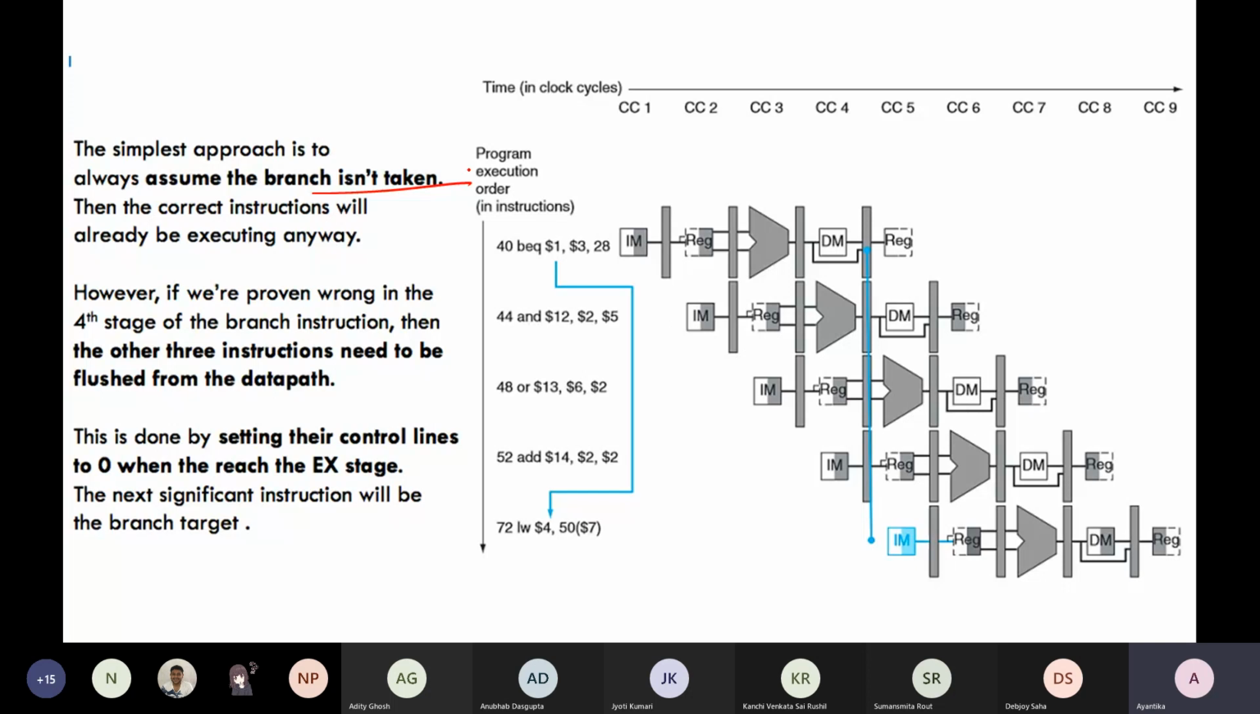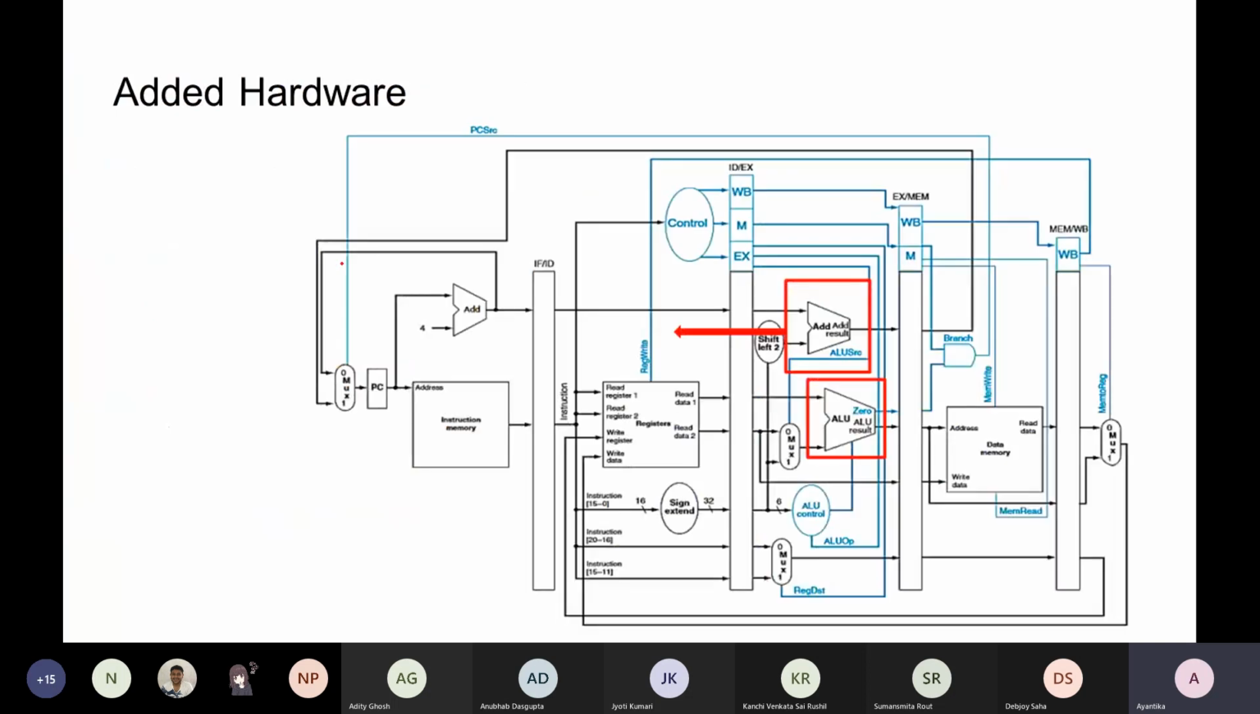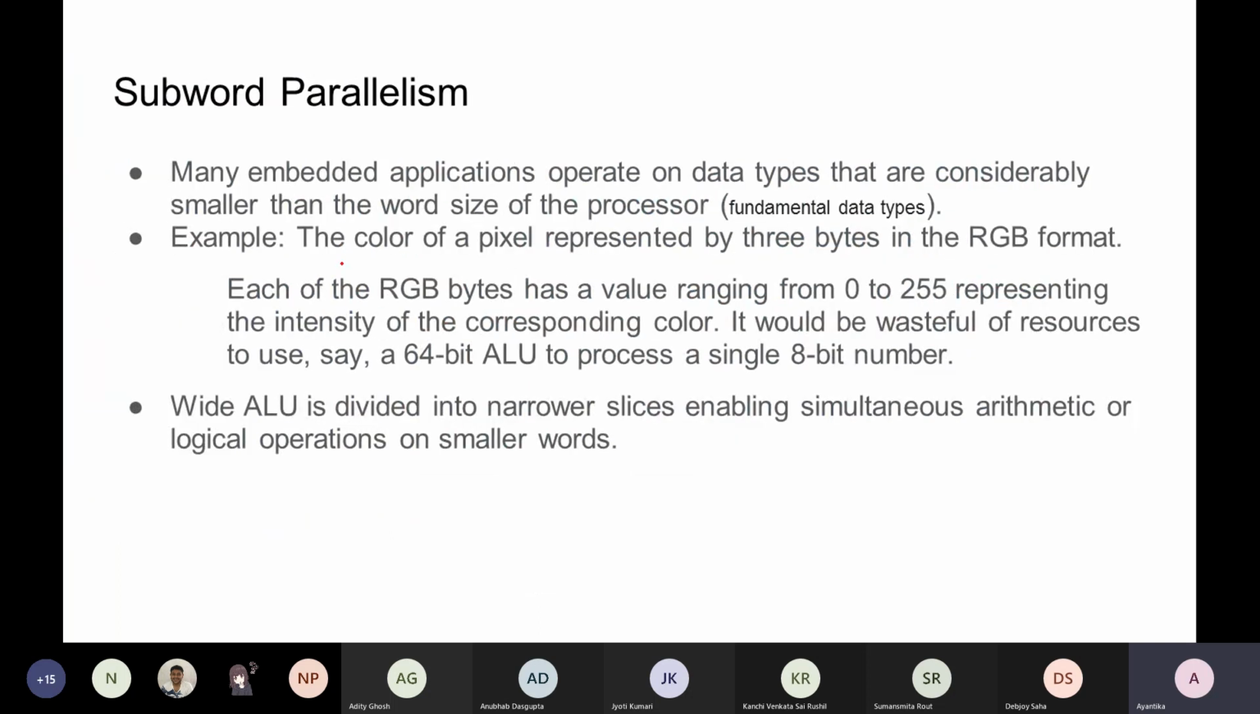So why am I telling this about instruction parallelism? We have talked about CISC instructions, we have talked about VLIW, we talked about pipelining, that is hardware parallelism, and another one is subword parallelism. This is very important.